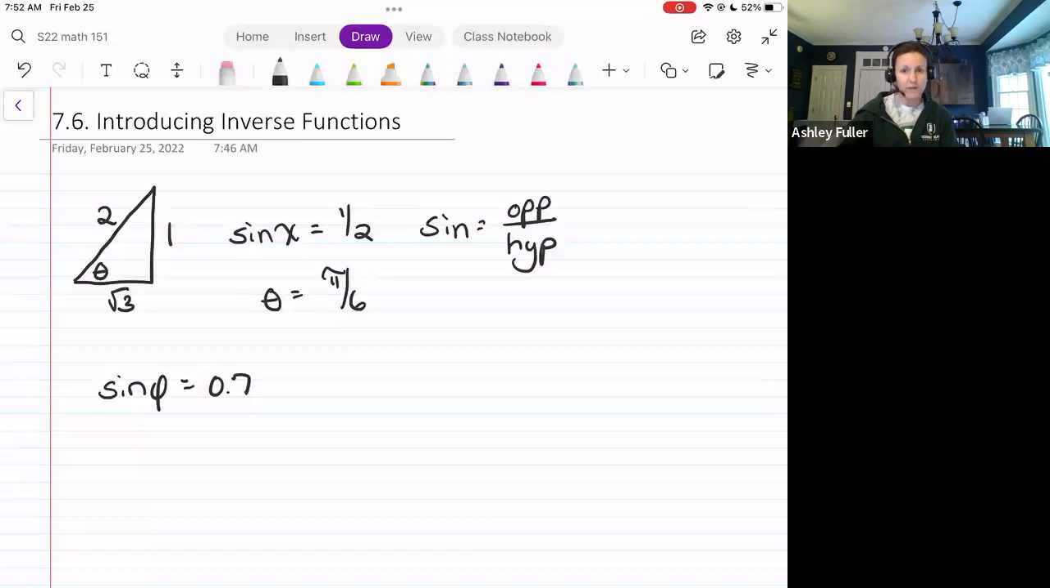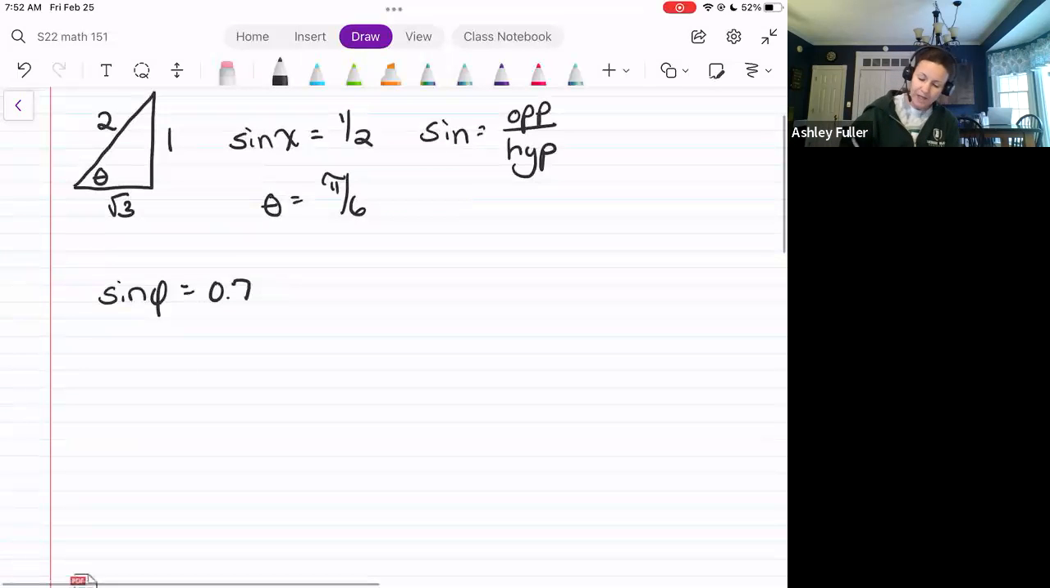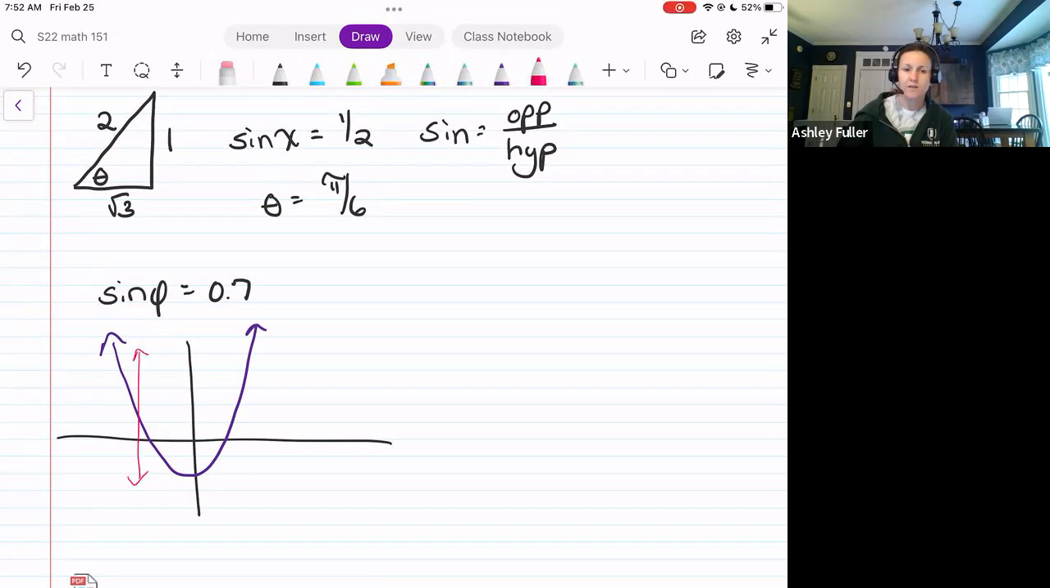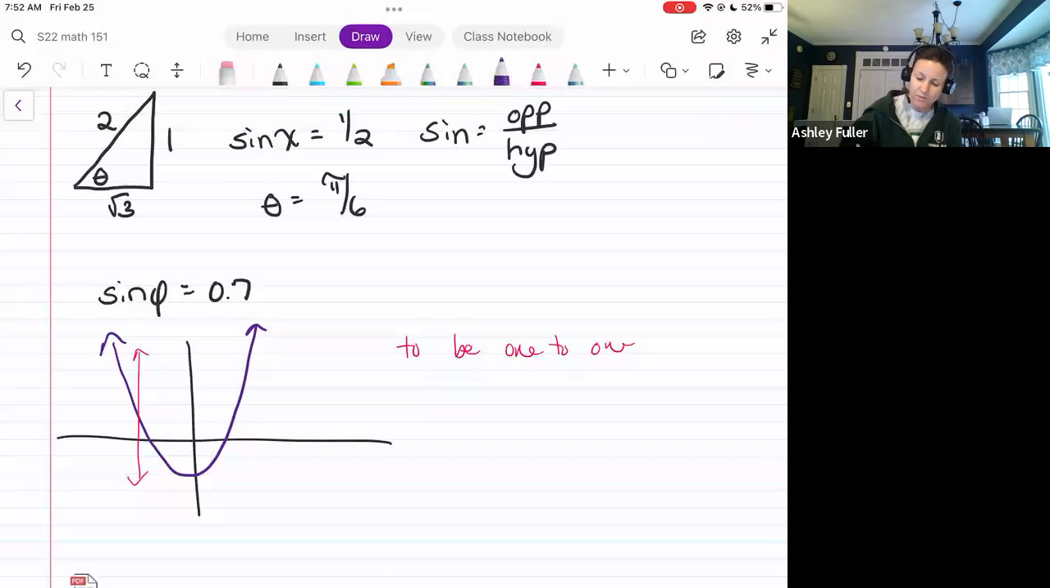First off, what kind of functions have an inverse? Well, an inverse exists for a function if and only if that function is what we call one-to-one. If you remember from pre-calculus, we talked about the idea that a function has to pass the vertical line test in order to be a function. Well, to be one-to-one, it must also pass what we call the horizontal line test.